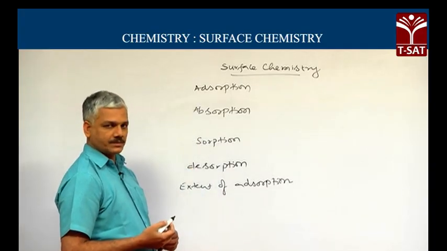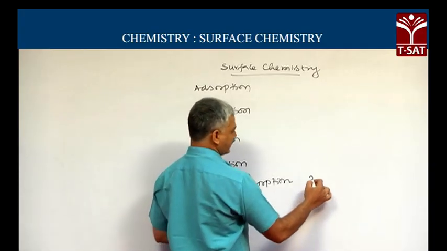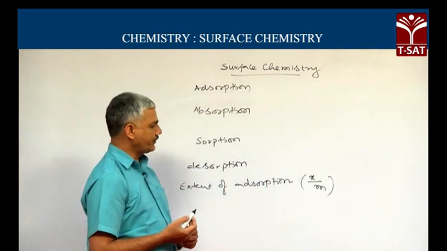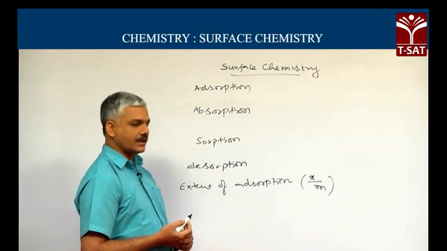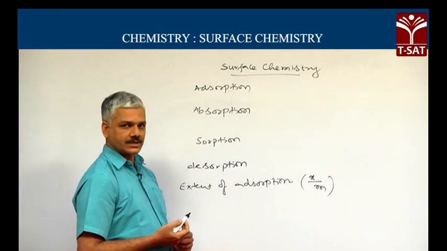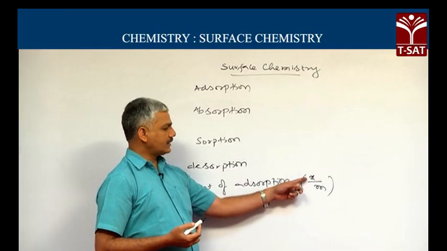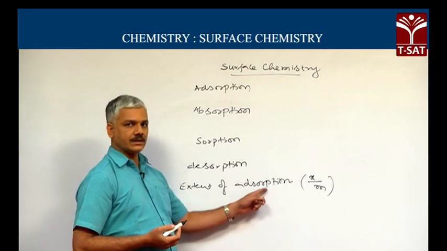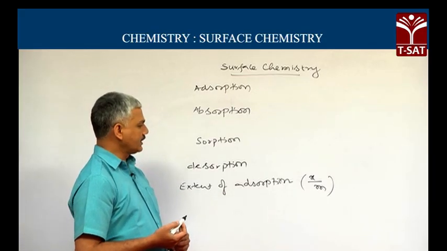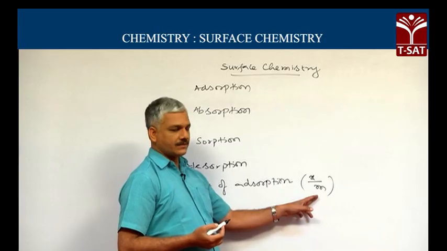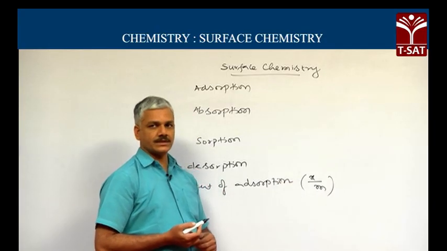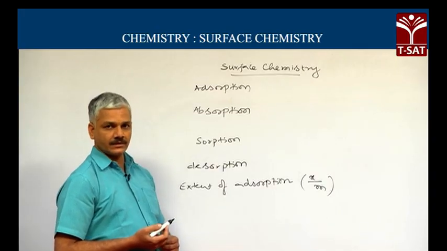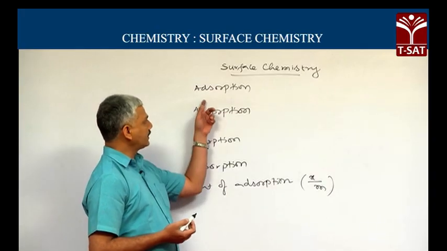Extent of adsorption. It is denoted with the symbol x/m. x corresponds to the weight of adsorbate, m corresponds to the weight of adsorbent. The ratio between the weight of adsorbate and the weight of adsorbent is called the extent of adsorption. Generally, the mass of adsorbent will be fixed and the mass of adsorbate will be varied. The higher the x/m value, the higher the extent of adsorption.